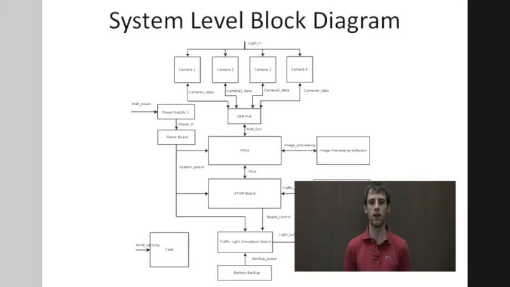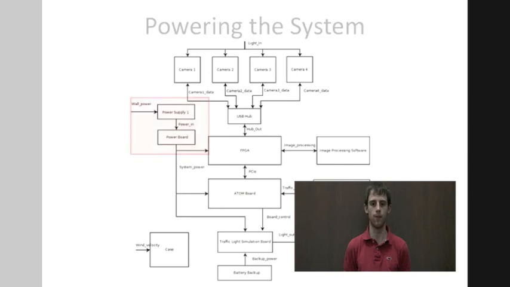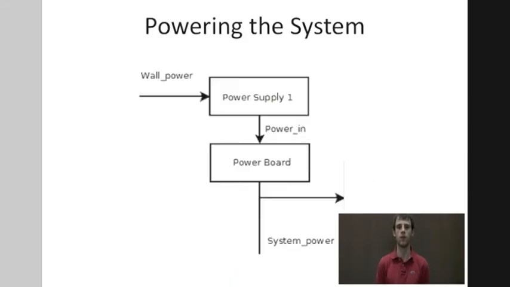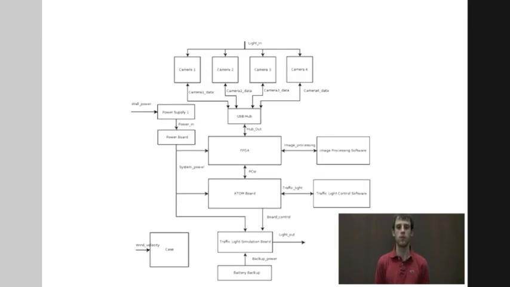Here's the system-level block diagram, which we will now cover in detail. First, we will take a quick look at how the system is powered. The system takes in standard North American wall power, converts it to a 12-volt DC signal, which is then received by the system's power board and distributed to the FPGA and Atom processor at 5 and 12 volts DC, respectively. Though routed through the Atom, this will also power the USB cameras.